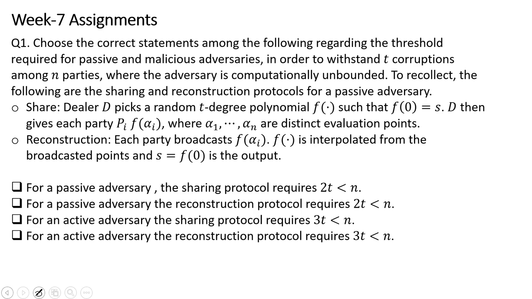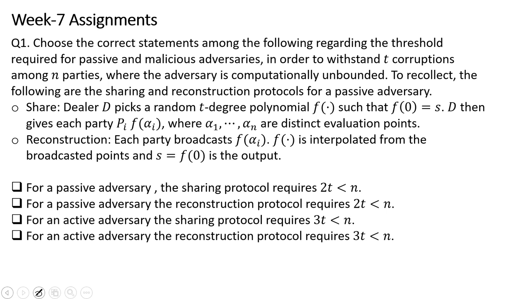So this was the first question for the assignment 7. Choose the correct statements among the following regarding the threshold required for passive and malicious adversaries in order to withstand t corruptions among n parties, where the adversary is computationally unbounded.